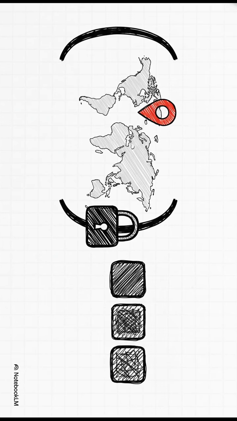Next, we have the tuple. Now this one is for information you don't want to change, ever. Think about something like GPS coordinates or the primary colors. Once you set them, they're locked in. They can't be changed. You'll notice it uses parentheses instead of square brackets, and this isn't a bug, it's a feature. It's a great way to protect important data from being changed by accident.